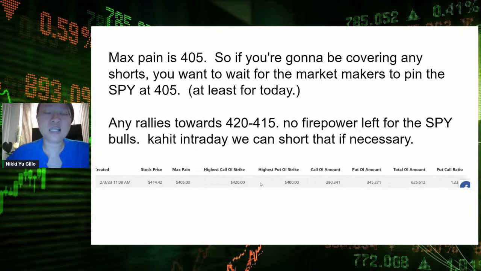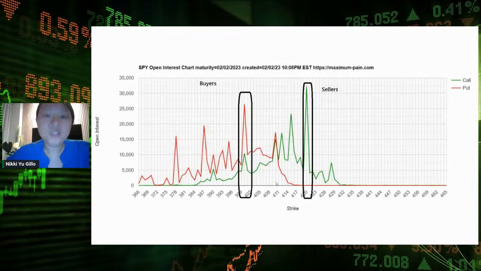What I'm saying here is that given that the stock price is 414, there's incentive for the market makers to sell from 414 all the way towards 410 or 405 to pay out the least amount to these call options and puts. Okay, so this is that SPY open interest. So this is the graph.